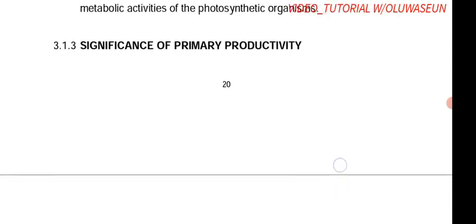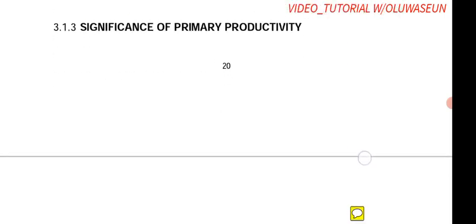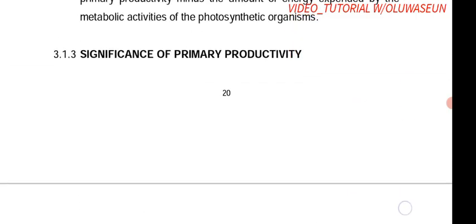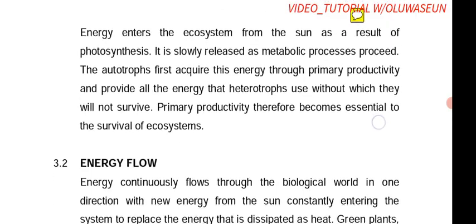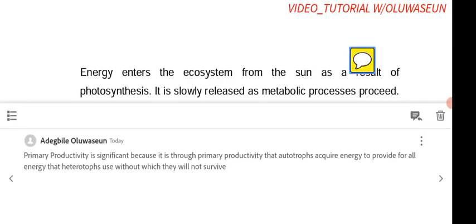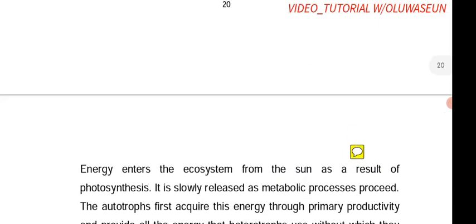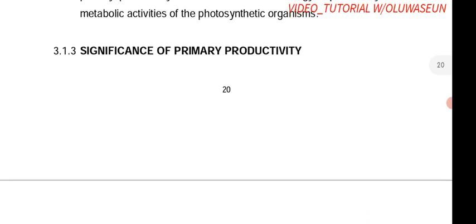So what is the significance of primary productivity? Why is primary productivity so important? So I come up with this. You can look at it. Primary productivity is significant because it is through the primary productivity that the autotrophs acquire energy to provide for all the energy that heterotrophs use, without which they will not survive. So it is important. When we say significant, we also mean important. That is the importance of primary productivity.